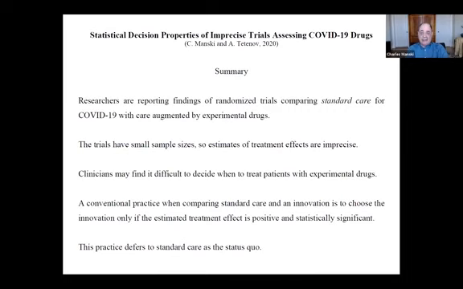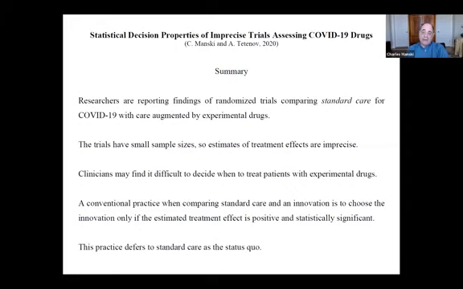Okay, now something that's brand new, a paper with Alex Tetenov that I think, Alex and I think, is really very important. And it comes to the problem of decision making rather than data assessment per se, on statistical decision properties of imprecise trials assessing COVID-19 drugs. This is on my webpage right now. It will be out as an NBER working paper this coming Monday. It's also available on arXiv and medRxiv if you want it there. So I'm going to spend a little bit more time on this.